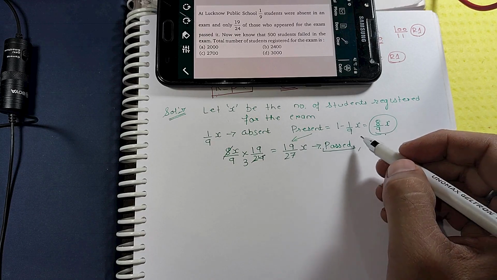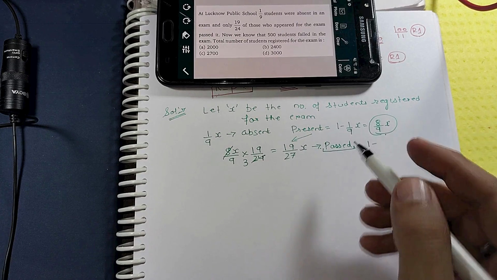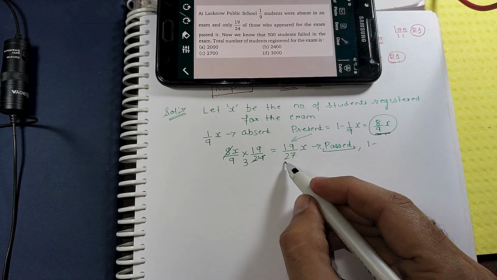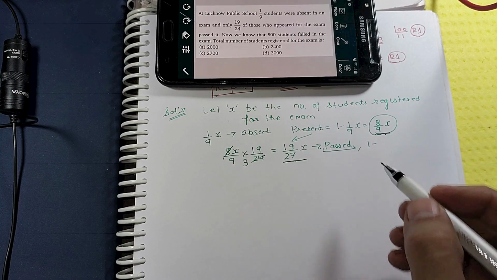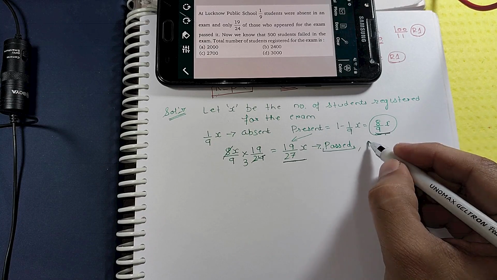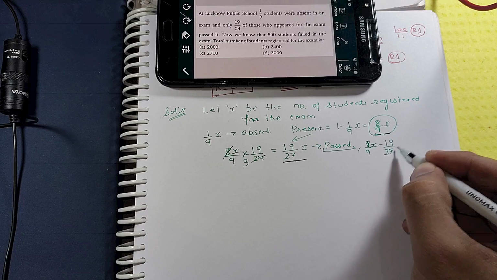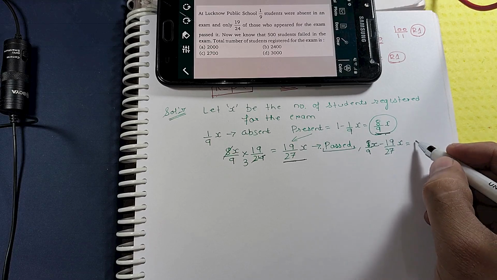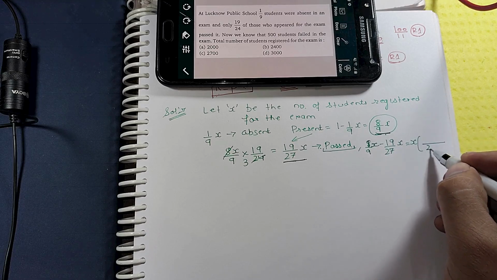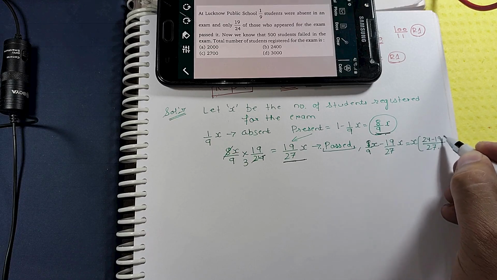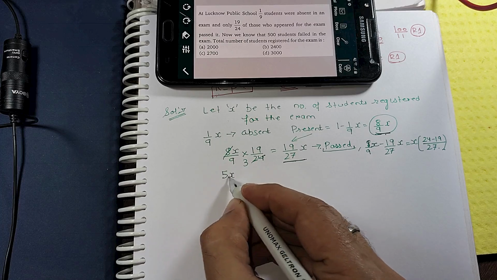So that will be equal to 1 minus... So these are the total number of students present who gave the exam. This is the number of students who passed. So the number of students who failed will be 8 by 9 of x minus 19 by 27 of x, right? Taking x common, 27 as LCM, this will be 24 minus 19, so this will be equal to 5x by 27.